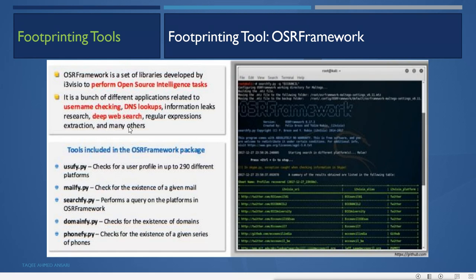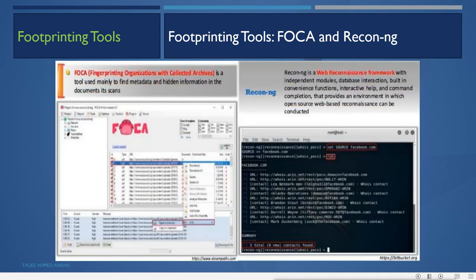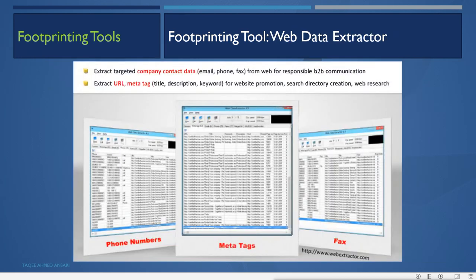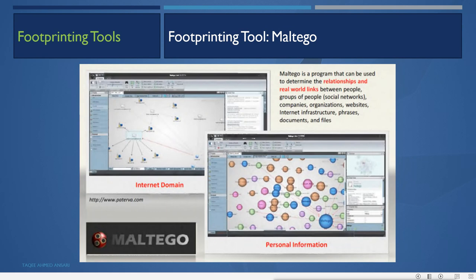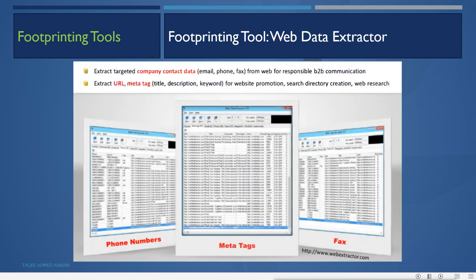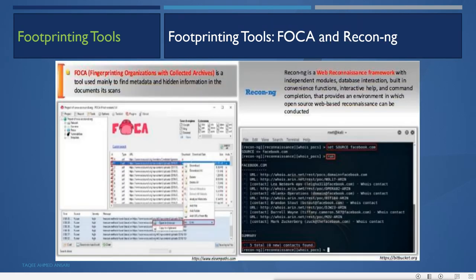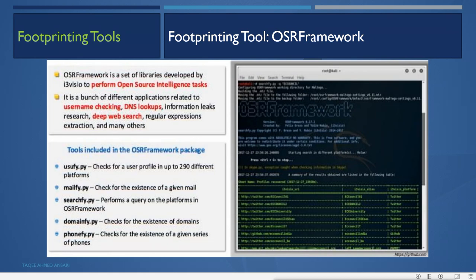Some of these tools are free and open source, but some tools are not free, like FOCA, Web Data Extractor, and Maltego. These graphical tools are mostly not free. But these command line tools are open source tools which we can use, and these are available in our Kali Linux. So we can use these tools to find out this information.